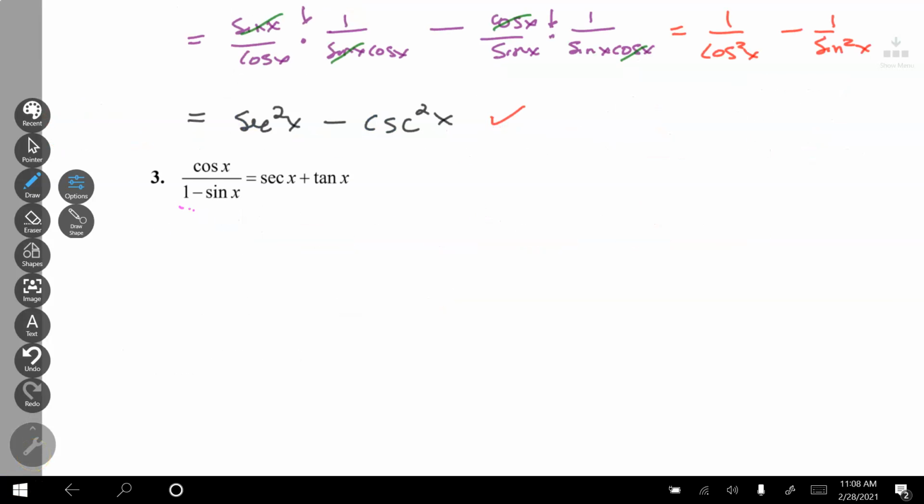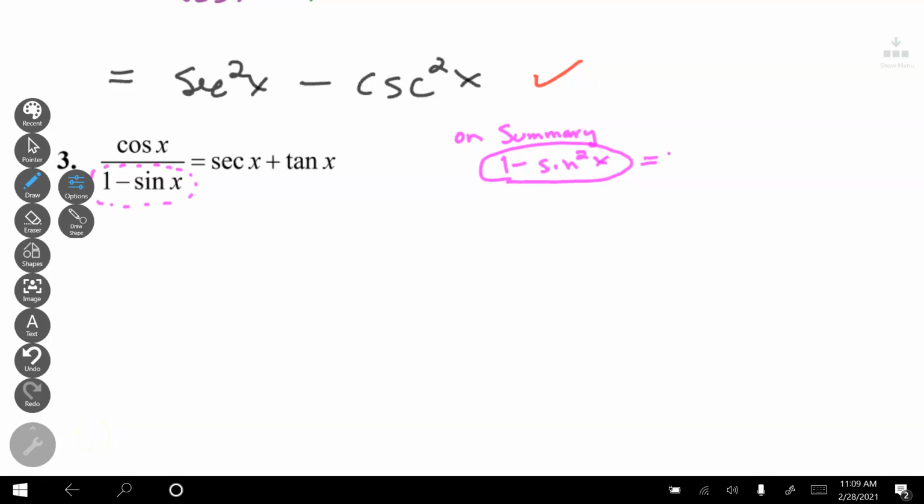Now I look at this denominator, I see 1 minus sine of x. And I look at that summary sheet, and I don't see it. On the summary, it's close, but it's not the same. It says 1 minus sine squared. So 1 minus sine squared is what's on the summary, and that's what I like. How can I get 1 minus sine squared? 1 minus sine squared of x is really equal to 1 minus sine of x times 1 plus sine of x. Just like if I had 1 minus u squared would equal 1 minus u times 1 plus u, or vice versa.